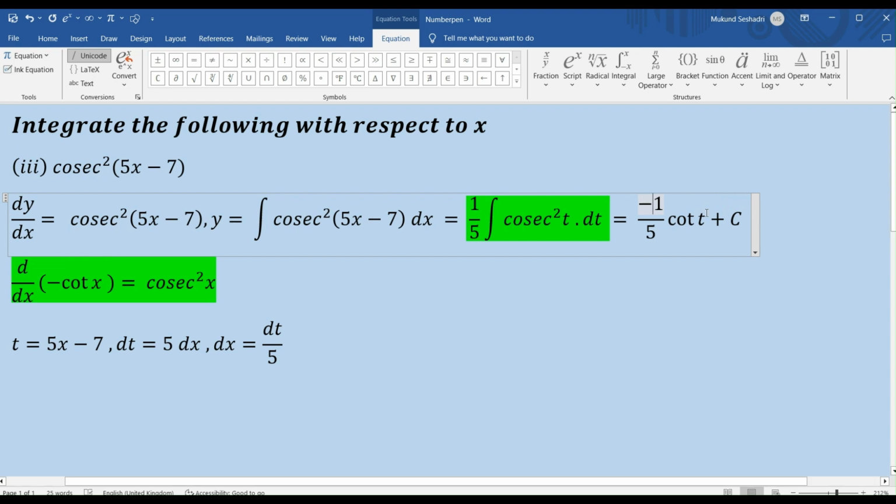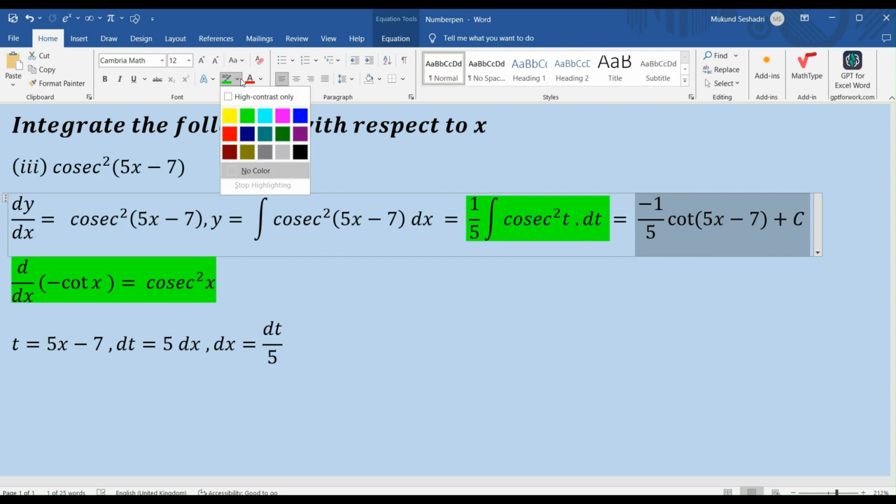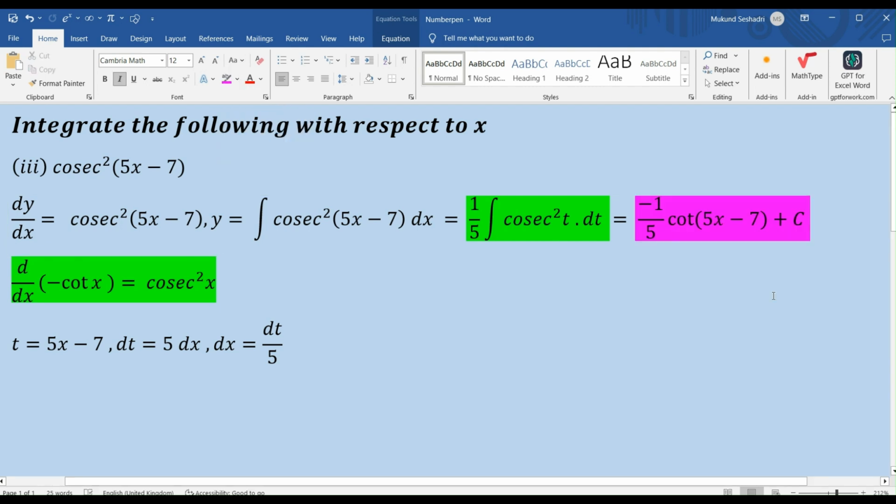I cannot leave it in the form of t. So when I put back my t equals 5x minus 7, this is the final answer I get: minus 1 by 5 times cot of 5x minus 7 plus c, where c is any arbitrary constant. So there we are. Let me highlight my final answer in pink.